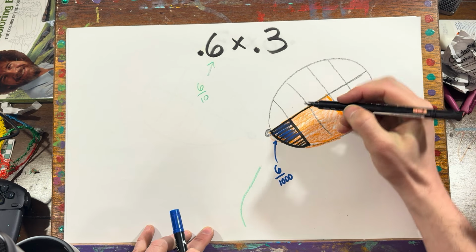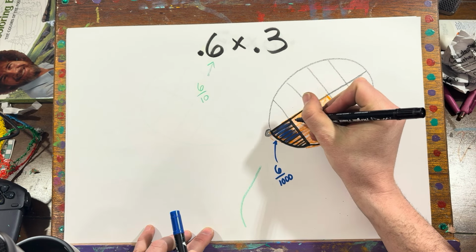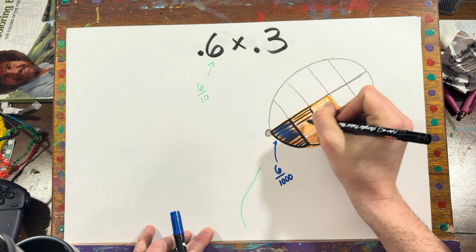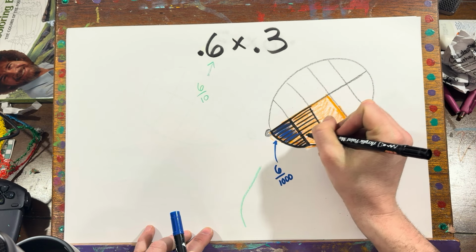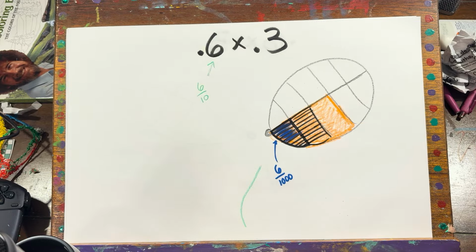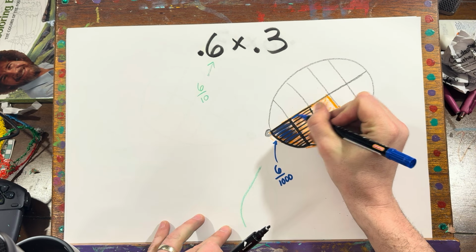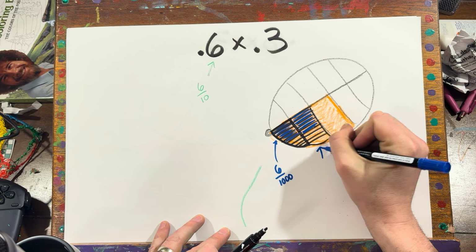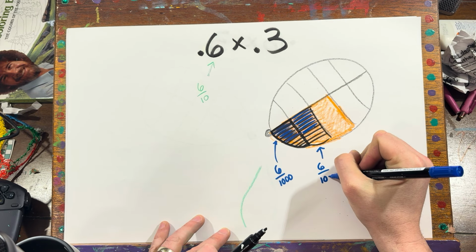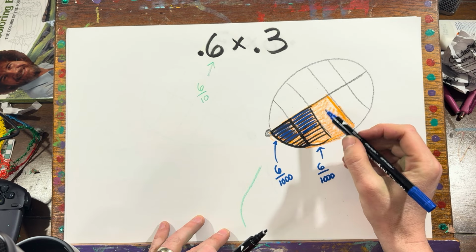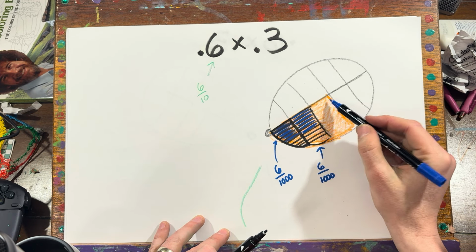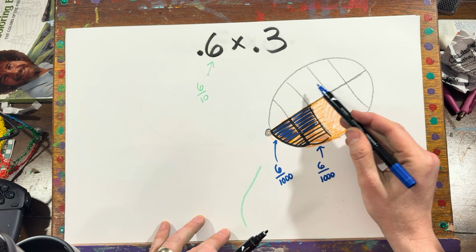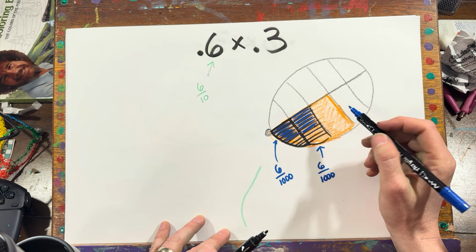Let's break this piece into 10 equal pieces. So 1, 2, 3, 4, 5, 6, 7, 8, 9, and 10. Each of those pieces is 1/10 of 1/10, which is 1,000th. So that's 1, 2, 3, 4, 5, 6, another 6/1000ths. If you're not sure why it's 1,000th, there are 10 here, 10 here, 10 here, 10 here, 10 here, 10 here, 10 here, 10 here, 10 here, 10 here, which would make them hundredths.